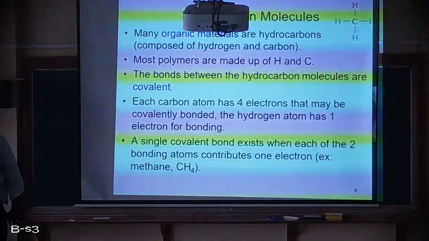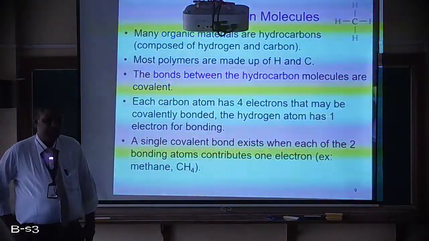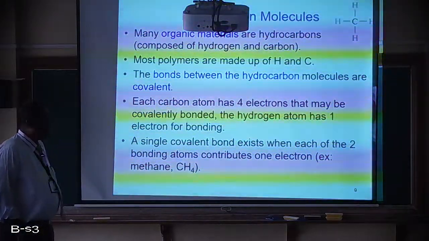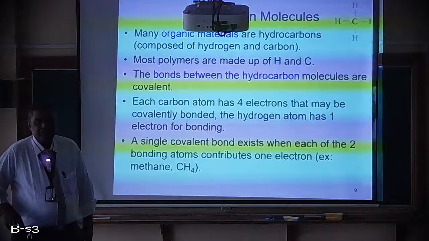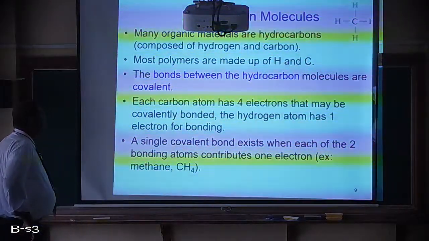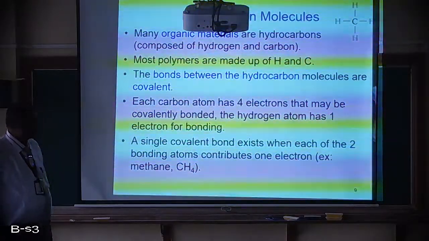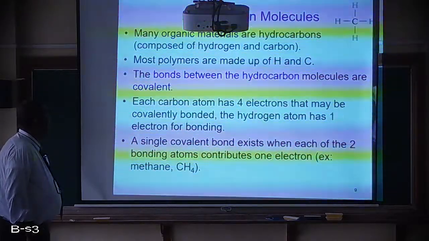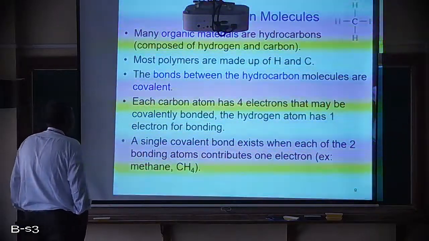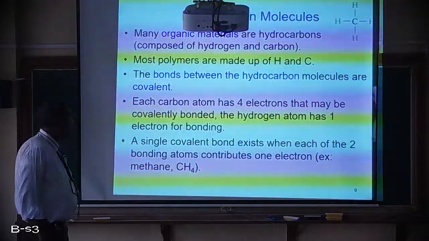So next is the hydrocarbon molecules. Basically, generally all these polymers are based on the arrangement of hydrogen and carbon, and depending upon the type of polymer, a little bit of change will be there, like chlorine or another material which has been added. So hydrocarbon molecules are nothing but the arrangement of carbon and hydrogen. Many organic materials are hydrocarbons composed of hydrogen and carbon. Most polymers are made up of hydrogen and carbon, generally known as hydrocarbons.